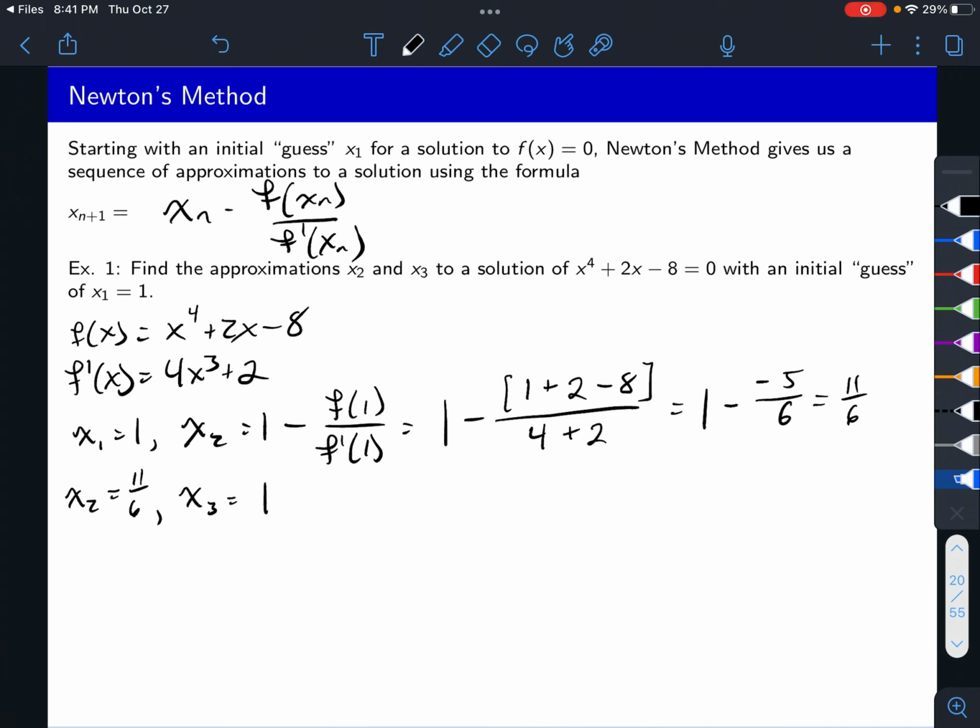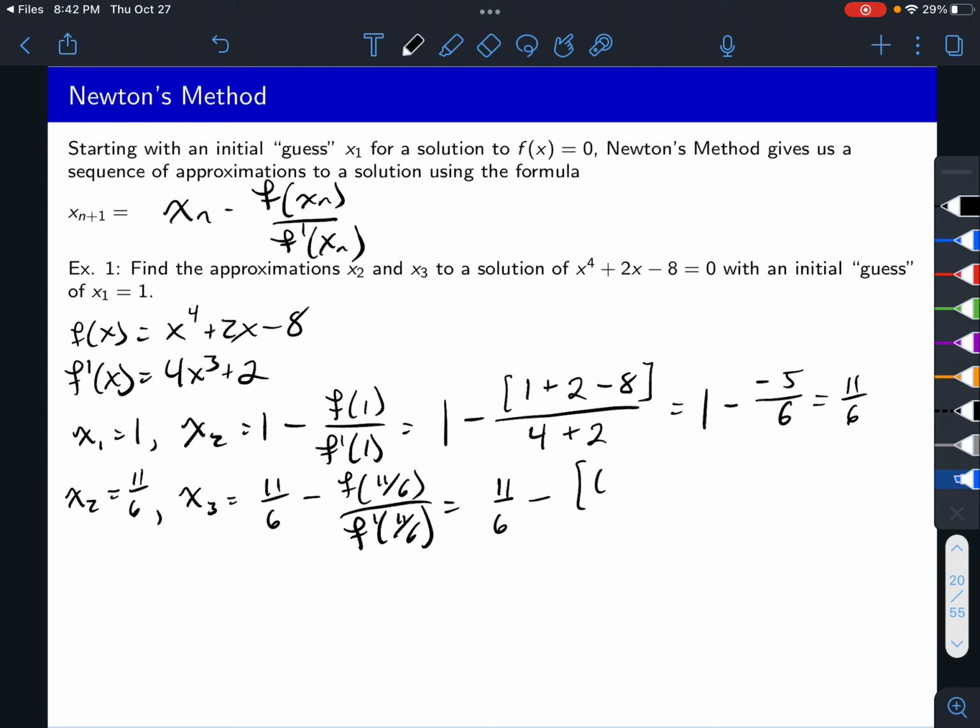x3 is going to be that previous x value, or that previous approximation, 11/6, and then minus f of 11 over 6 over f prime of 11 over 6. So you can tell these approximations start getting pretty tedious pretty fast, and so in practice this is a good thing to hand to a computer. A computer system will often use Newton's method or a version of Newton's method to approximate solutions. That's one thing this could be used for. It's very much a computational thing.